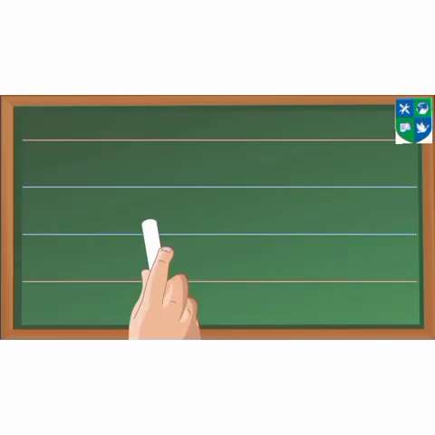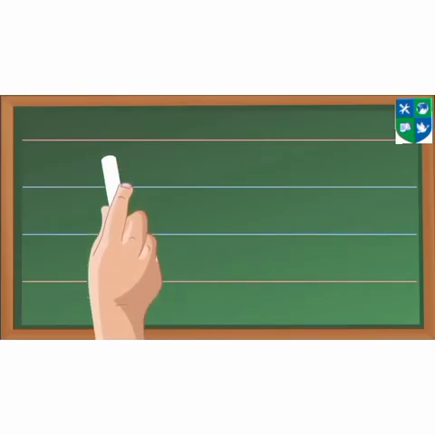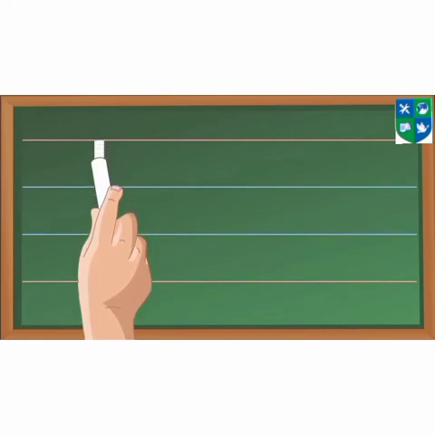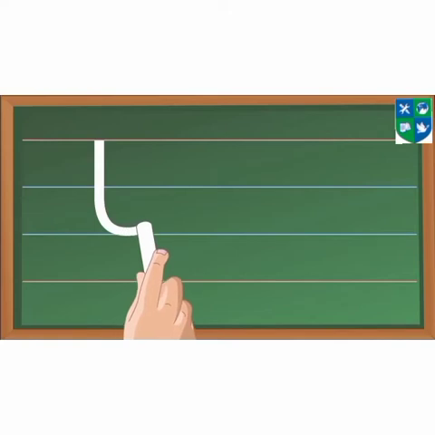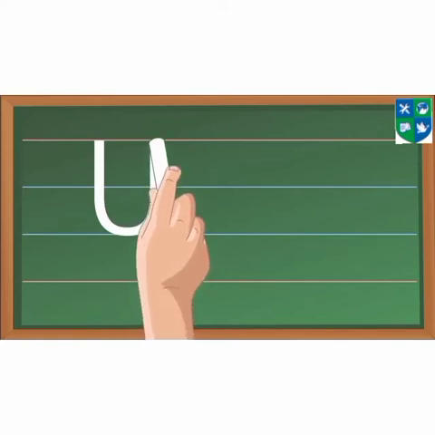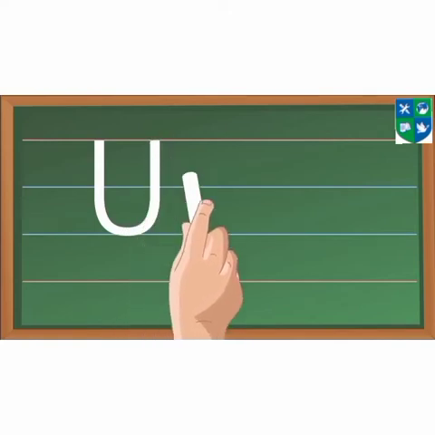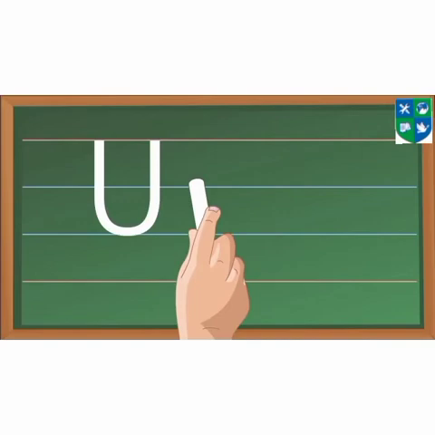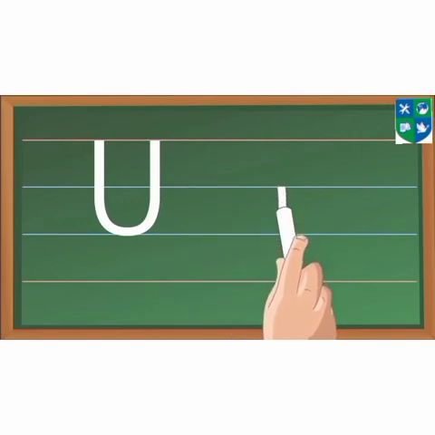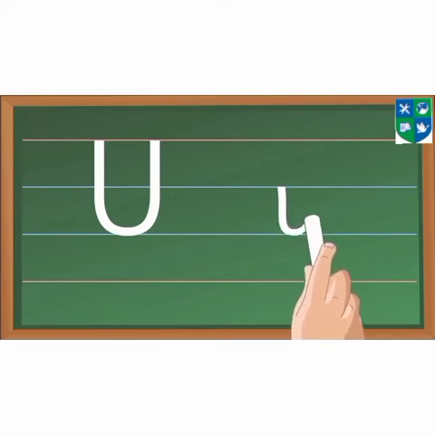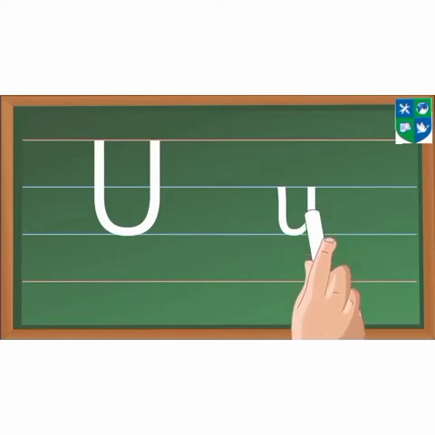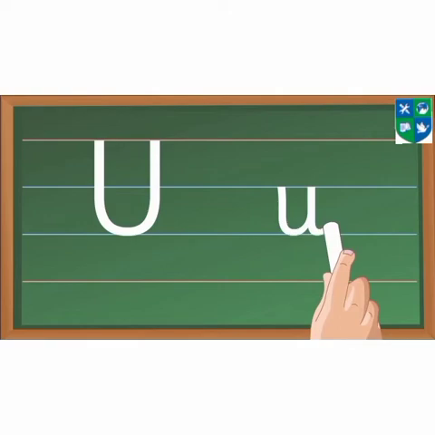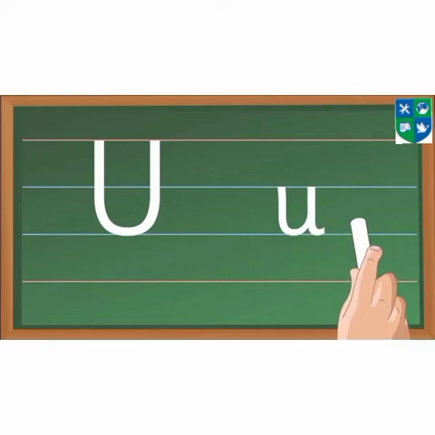Capital U. Start from the top and draw a standing line down. Then curve towards the right and keep going up to reach the top. Small u. Start from the middle and draw a standing line till the bottom and then slightly curve upwards. Again, go to the middle and draw another straight line downwards with a small curl at the bottom.